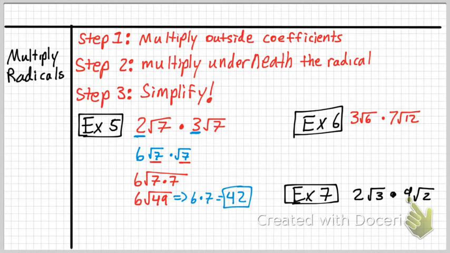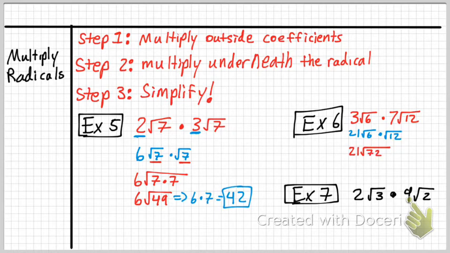So I'm going to run through example 6 here. Again, we're going to multiply the outside coefficients, so this becomes 3 times 7, so this is 21 times the square root of 6 times the square root of 12. Then we're going to multiply what's underneath the radicals, so this becomes 21 times the square root of 6 times 12, which is going to be 72.